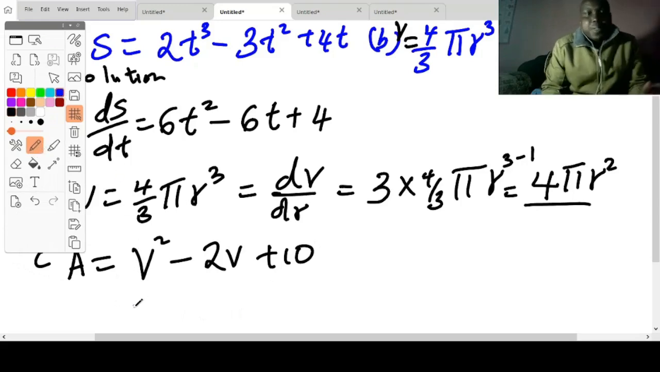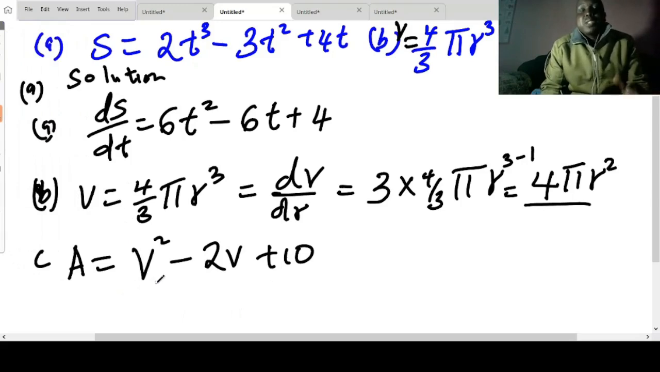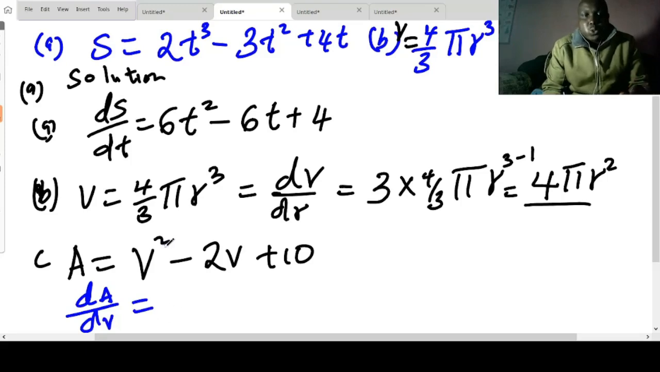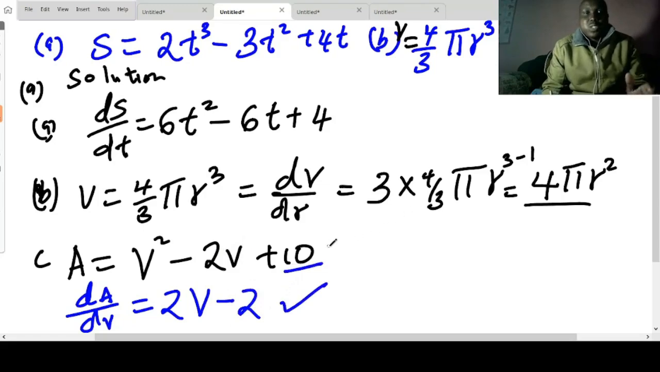So here we have A with respect to v. We are going to say the gradient function is going to be dA over dV. dA over dV is going to be, the power is 2, the coefficient is 1, so that is 2v, minus, the power here is 1, 2, so that is 2. And this one is 0, because it doesn't have v.